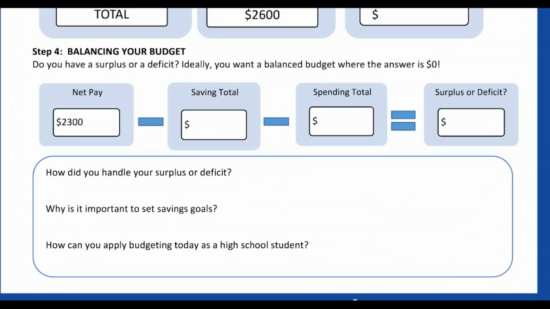And then step 4 is balancing their budget. So they'll take their net pay, the total that they wanted to save towards their goals, as well as their spending total, and do the math to see if they have a surplus or a deficit. Now, there probably won't be enough time for them to go back and make adjustments to their spending plan or their savings goals if they do have a deficit, but this is really just to show them what the process is like and kind of get them to understand how you set a budget. And then you can wrap up this activity with a few of the discussion questions on the bottom.